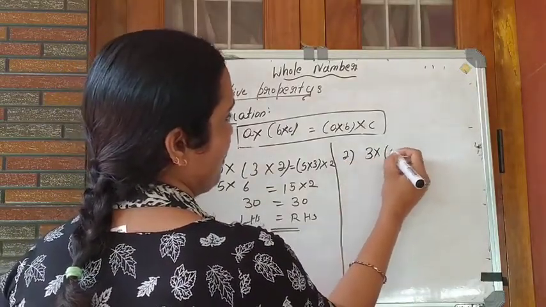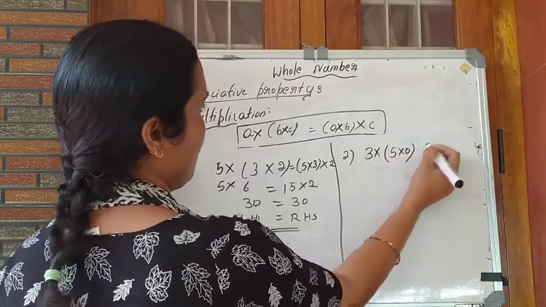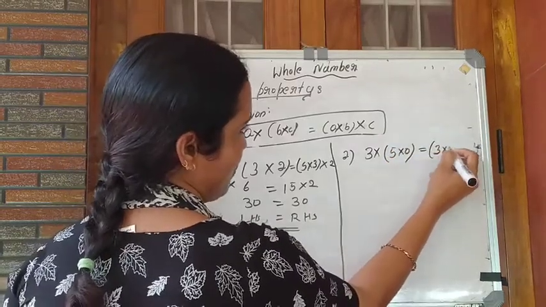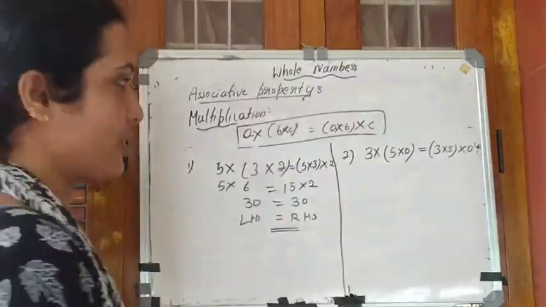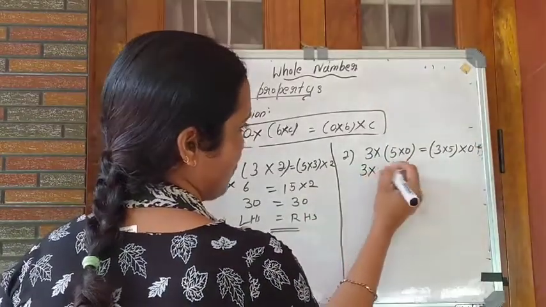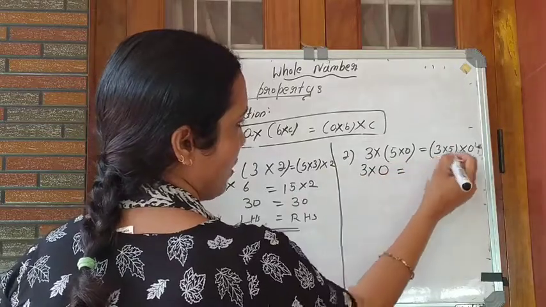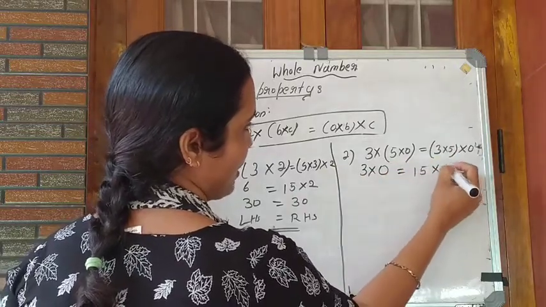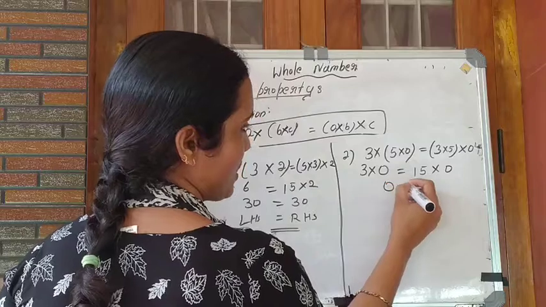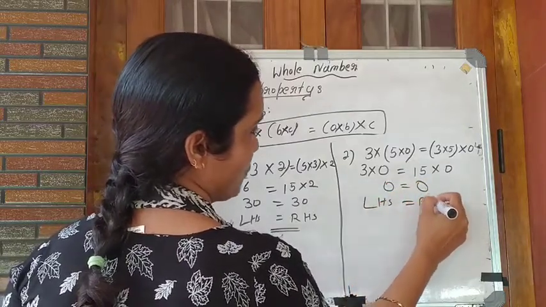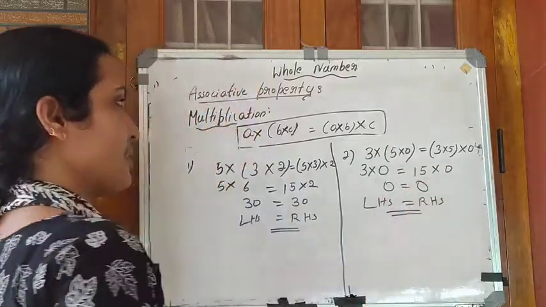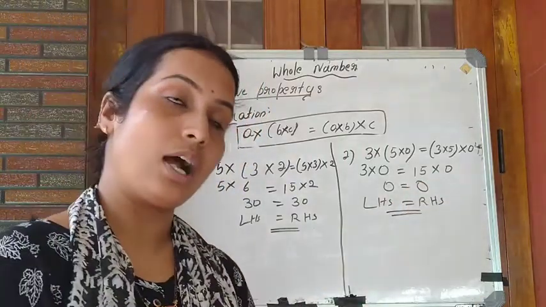3 into 5 into 0, that is equal to 3 into 5 into 0. 0 is also a whole number, isn't it? So 3 into 5 into 0 is 0. 3 into 5 is 15 into 0. 3 into 0 is 0. 15 into 0 is 0. LHS equal to RHS.